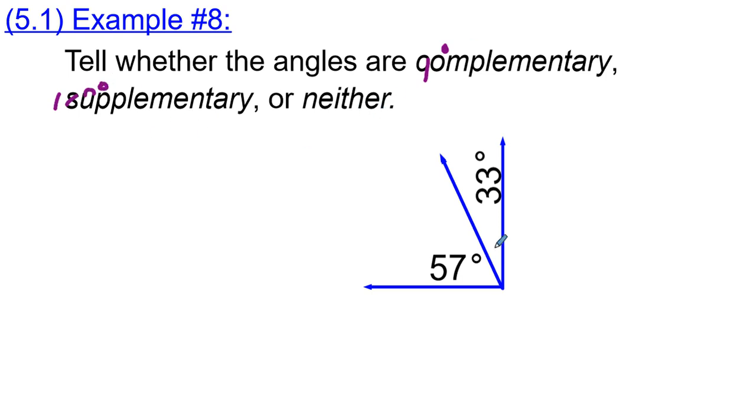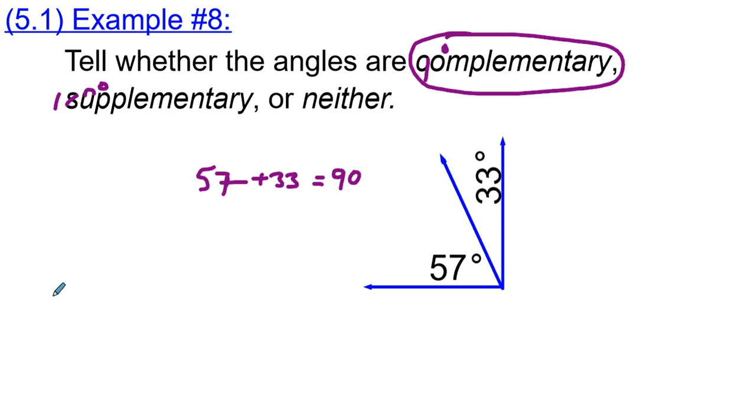So 57 plus 33 is 90. So what kind of angles are these? Complementary. So I'm just going to circle that one. And then finally, the last example is a little bit different than what we've been talking about so far.